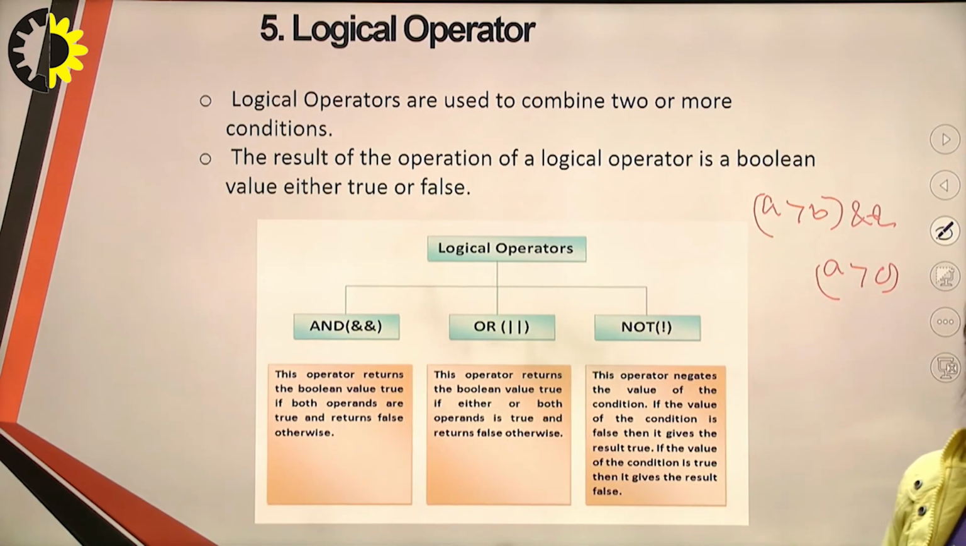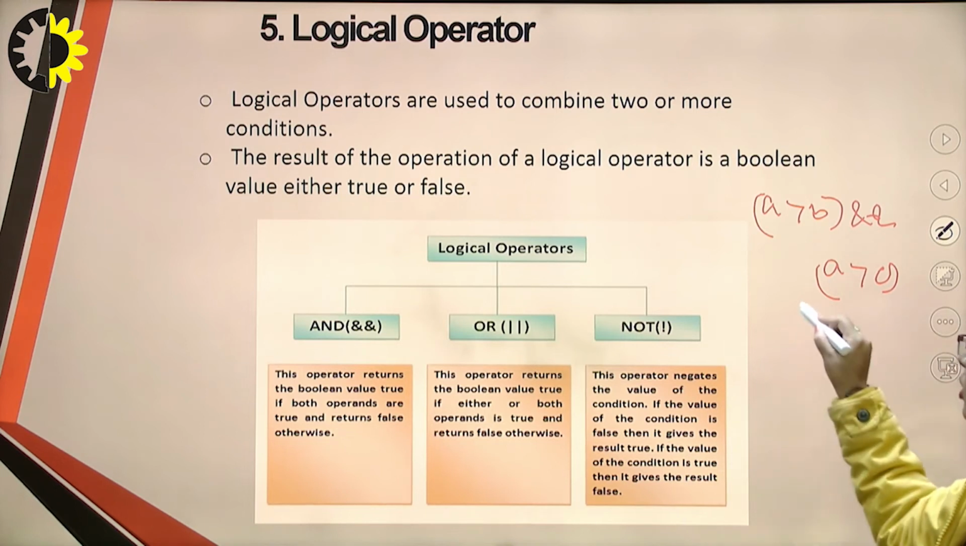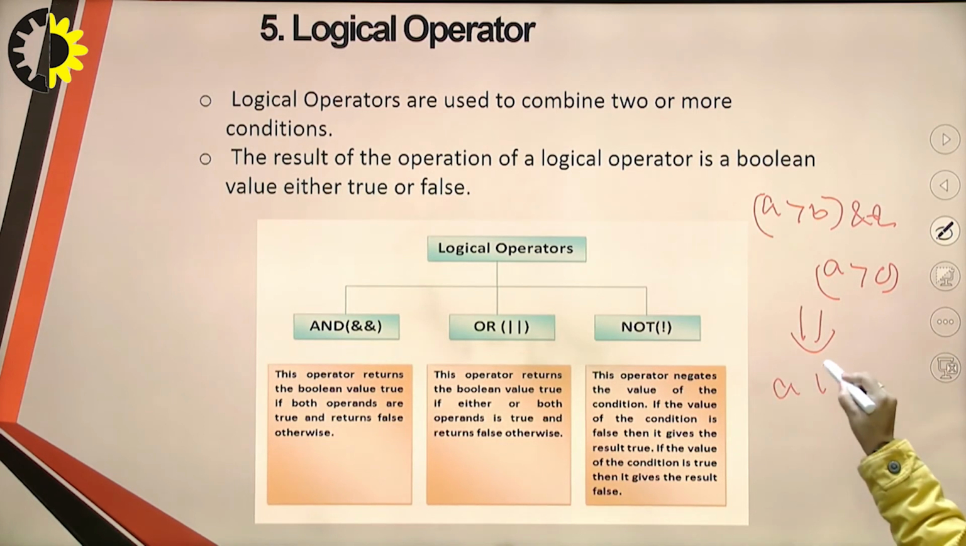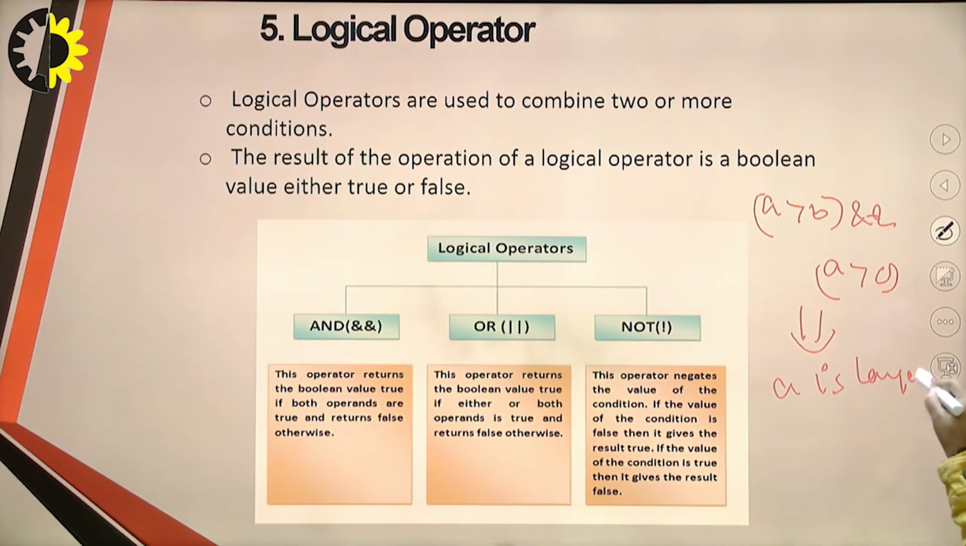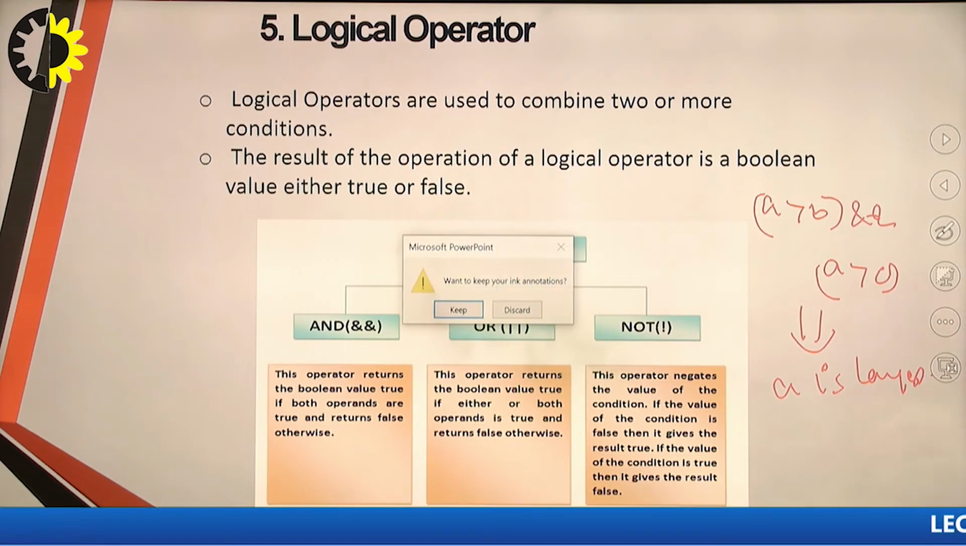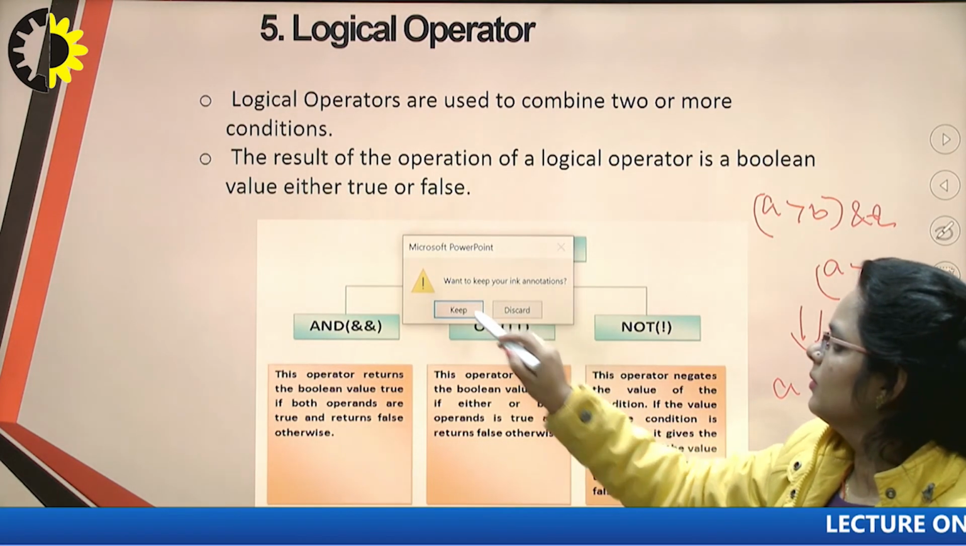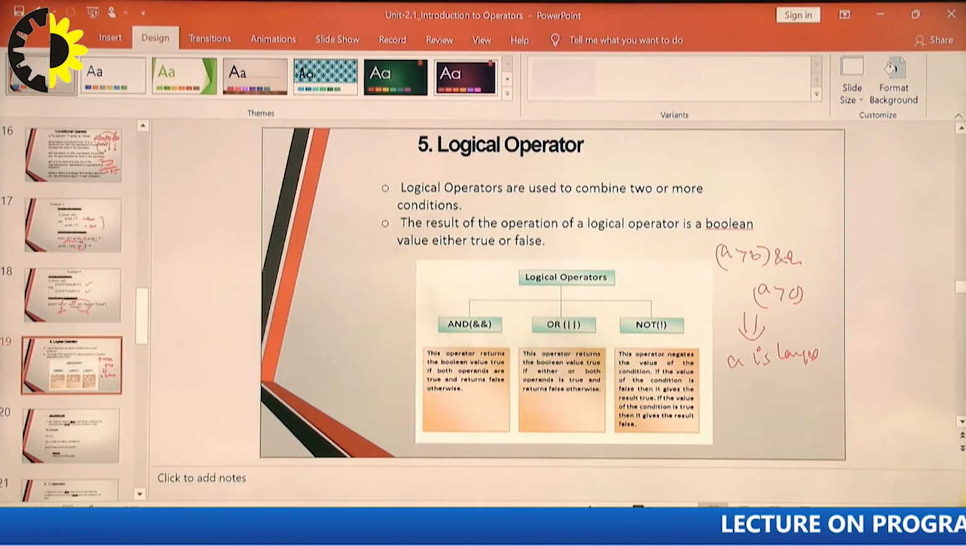Suppose A is greater than B and A is also greater than C, then what would be the answer? A is the largest among three numbers.